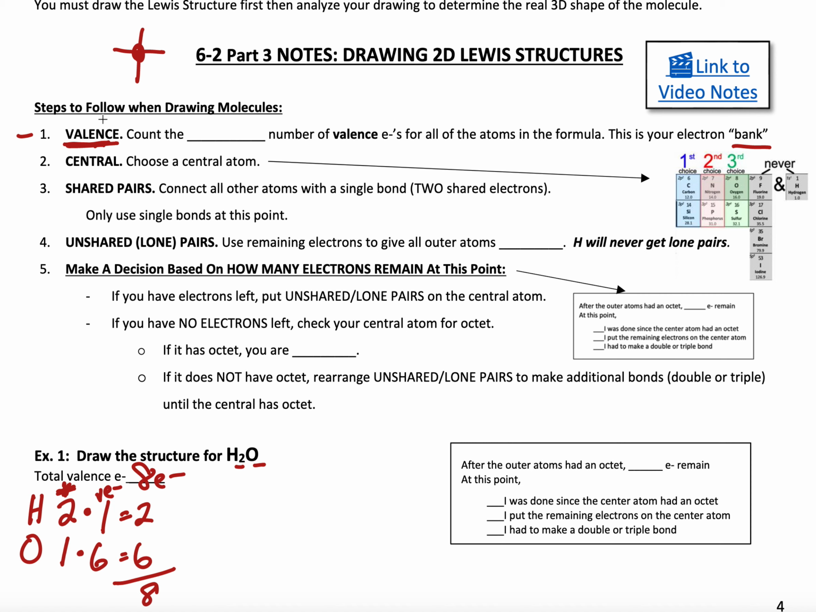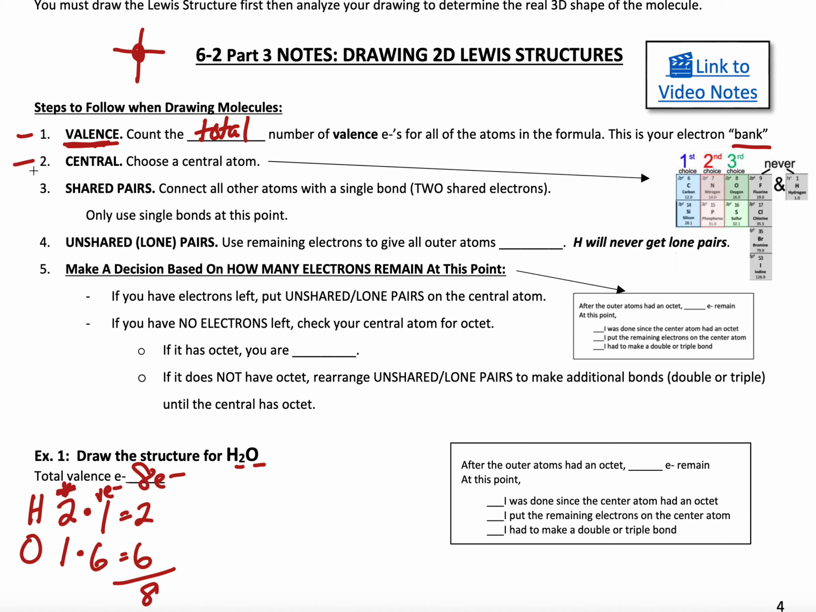So the first step is to look at the valence electrons and count the total number of valence electrons for all the atoms in the formula. You have to use a formula, and you have to use a periodic table to figure out the valence. So come up with the total.